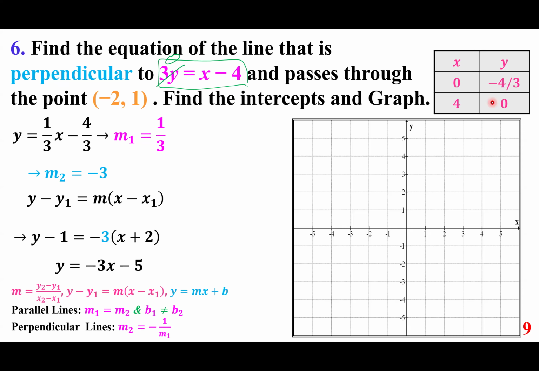So 0, negative 4/3, and 4, 0. Here's the line. So this is the original line.